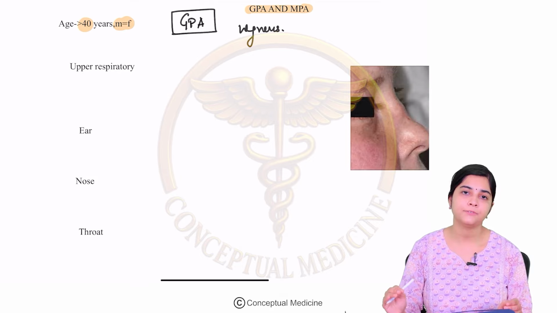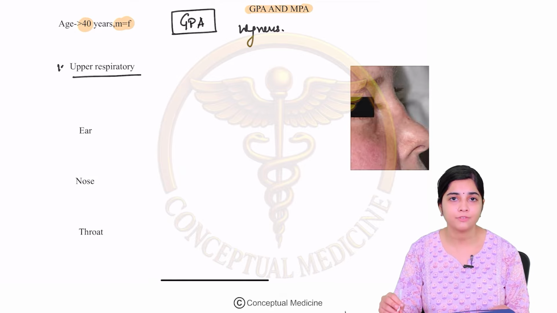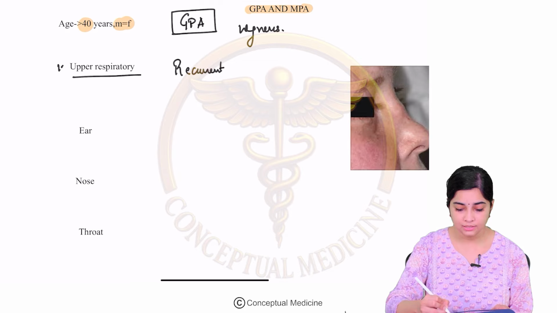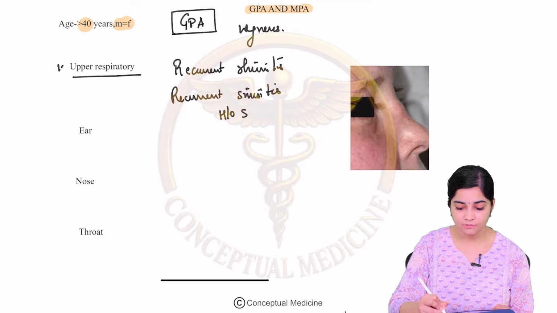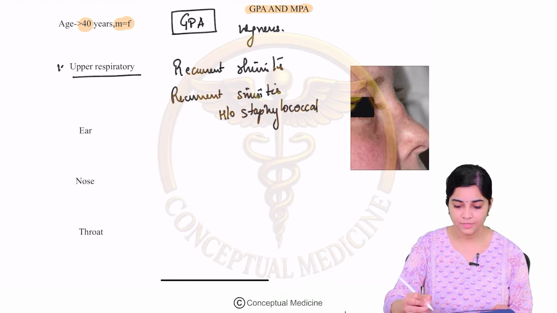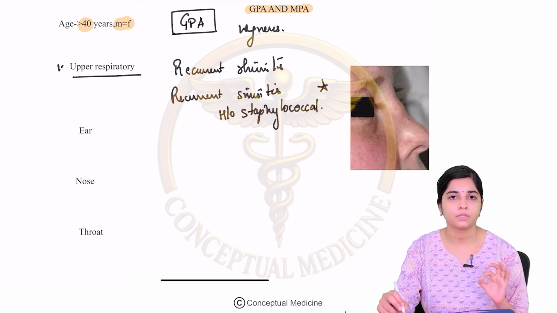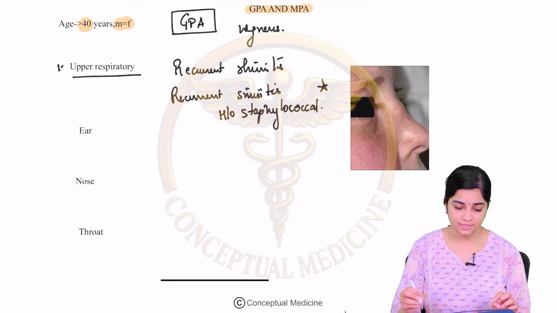Okay. So what are the different clinical manifestations? First, you have to remember your upper respiratory tract manifestation. So they present with history of recurrent rhinitis and recurrent sinusitis, with history of recurrent staphylococcal sinusitis. Okay. So there is history of recurrent rhinitis, sinusitis, predominantly staphylococcal infections. Okay, fine. So that is about your predominant upper respiratory tract infections.